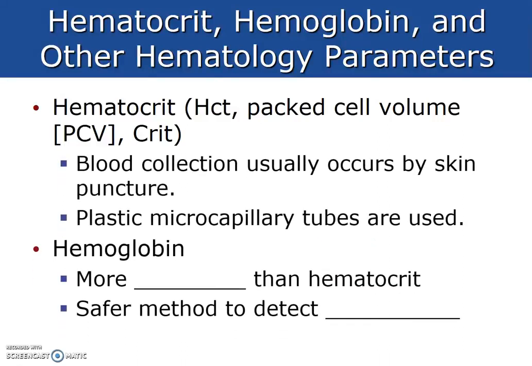Blood collection usually occurs by skin puncture. Hemoglobin is more accurate than hematocrit and a safer method to detect anemia.